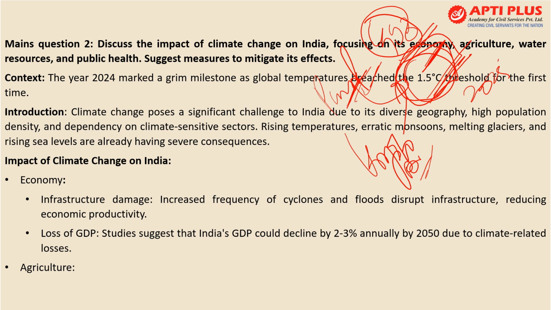नाउ विल सी कि क्वेश्चन पूछा गया है कि इम्पैक्ट ऑफ क्लाइमेट चेंज ऑन इंडिया, स्पेशली इंडियाज इकोनॉमी, एग्रीकल्चर, वाटर रिसोर्स एंड पब्लिक हेल्थ, and suggest measures to mitigate it. So we will start with climate change. We can give some data, then we'll write directly, come to the point that impact क्या है climate change का. सबसे पहले सब पॉइंट्स बनाएंगे, सब पार्ट्स बनाएंगे, फिर उसमें फर्दर पॉइंट्स लिखेंगे.